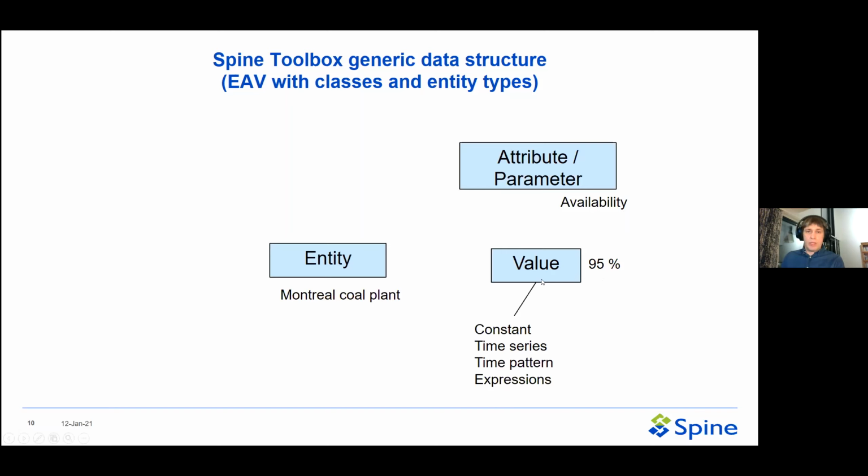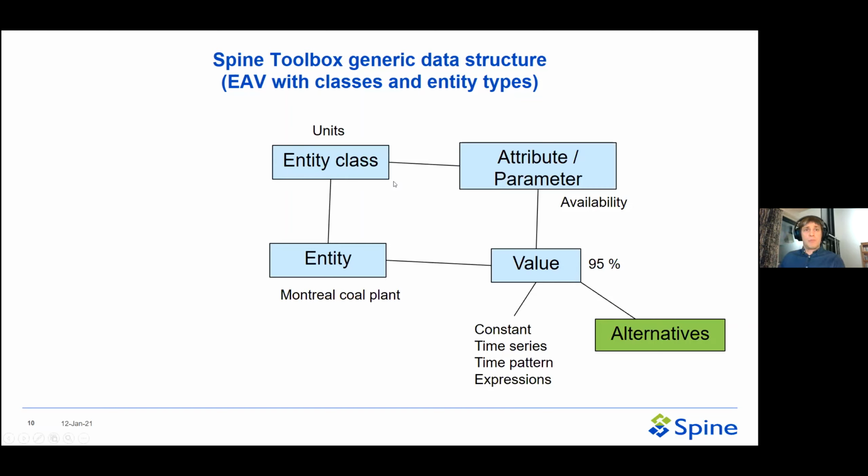The value in the system we built can be a constant, it can be a time series, it can be a time pattern, and we hope that we can also support expressions where you're actually having a mathematical function for the value. That's not there at the moment, but the time series and time patterns and arrays of arrays are possible to insert in the value field. And furthermore, the value can have alternatives. So your coal plant could have an alternative value for the availability and that alternative could then be used in another scenario. I will have a slide about those a bit later.